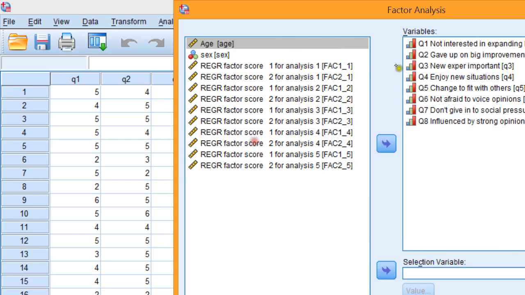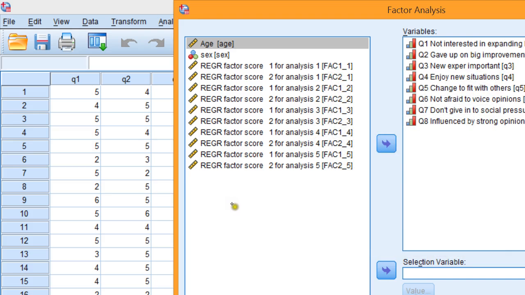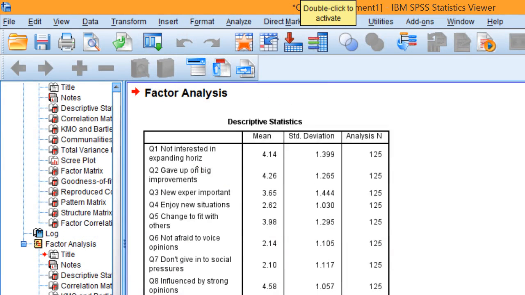We'll ask for factor scores, and we'll sort by size, so that's the sort by size option. Sort by size sorts the solution so it provides the items according to their factor loadings on the factor, in descending order, and we suppress small coefficients, so items with factor loadings less than 0.1 are hidden. We press OK, and we get our solution.